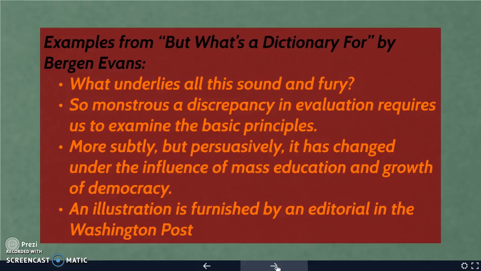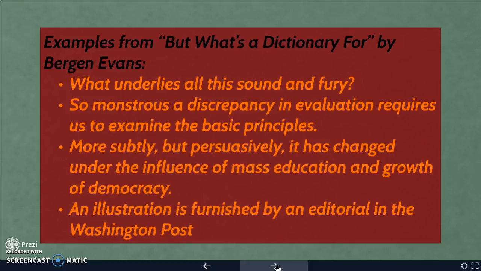The next example is, "So monstrous a discrepancy in evaluation requires us to examine the basic principles." This paragraph will cover the basic principles. Seems pretty obvious. Now, the previous paragraph then had to cover whatever this monstrous discrepancy is in evaluation. We don't know what they were evaluating, but we do know there was a discrepancy in it. And so now we have to go backwards a little bit and discover what the basic principles are in whatever the subject is.